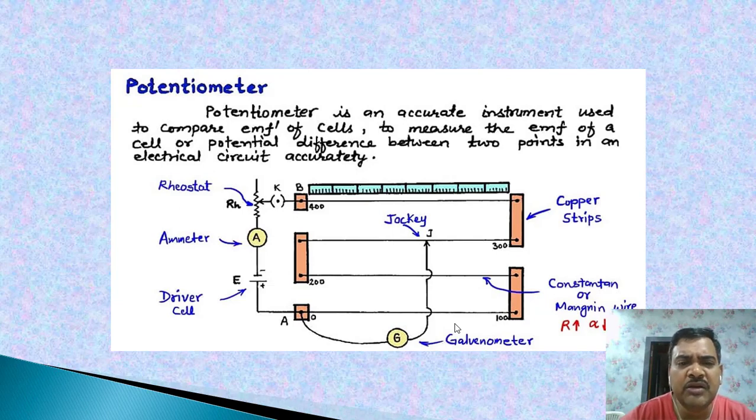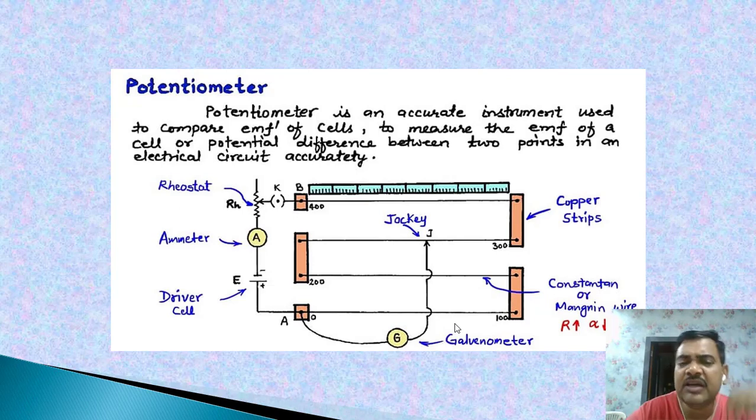Now a very important instrument is the potentiometer. A potentiometer is an accurate instrument used to compare the EMF of cells, to measure the EMF of a cell, or a potential difference between two points in an electrical circuit accurately.